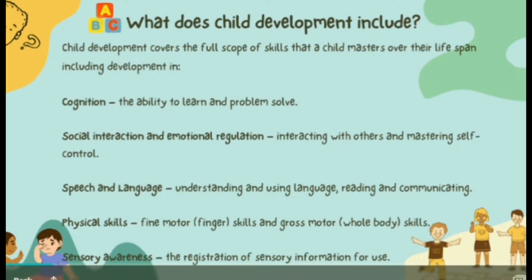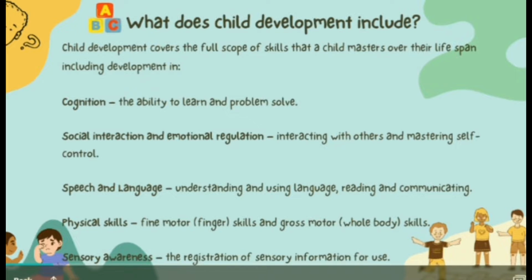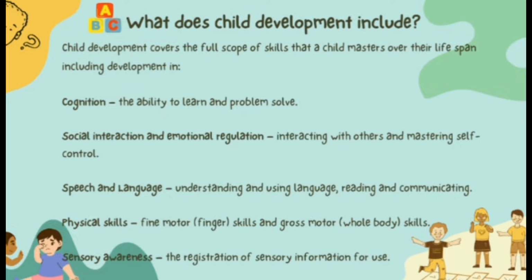So child development covers the full scope of skills that a child masters over their lifespan, including development in number 1, cognition. So cognition is the ability to learn and problem solve. Yung mga alpha kid na yan. So, social interaction and emotional regulation: interacting with others and mastering self-control. When we say speech and language, understanding and using language.